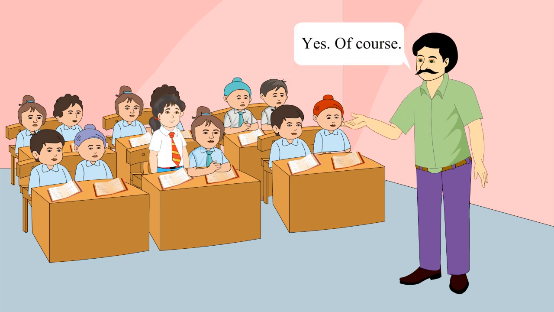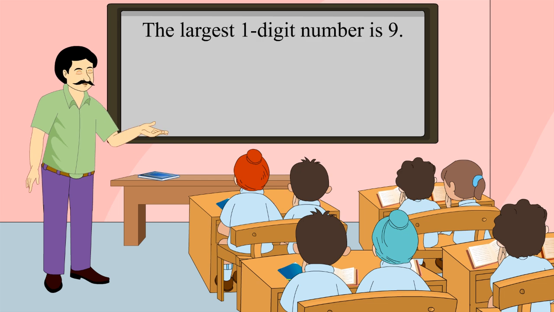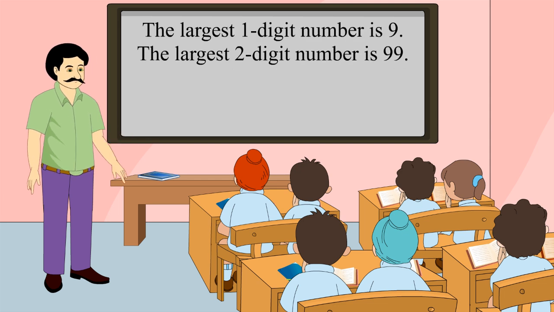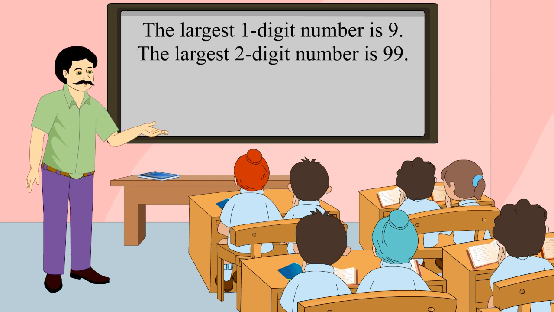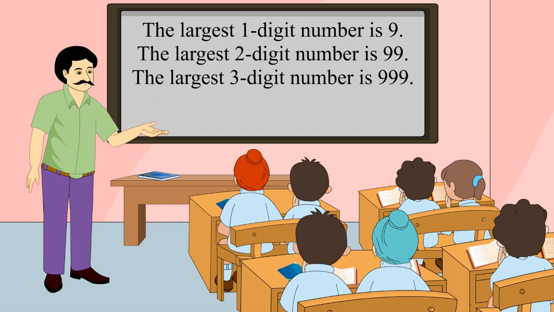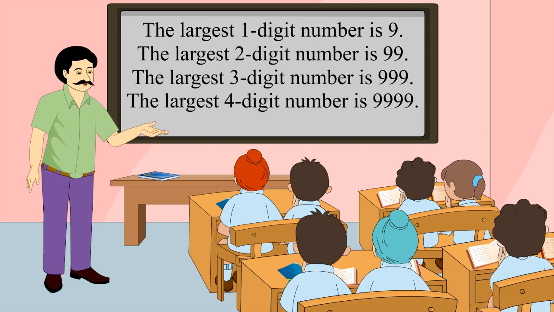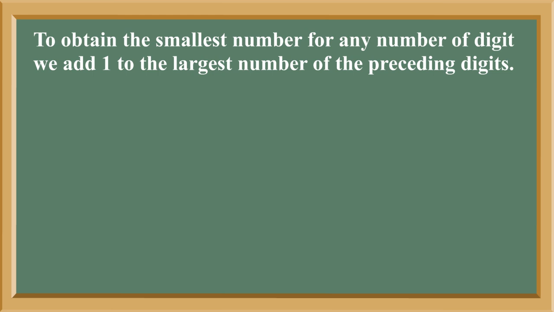Yes, of course. The largest 1-digit number is 9. The largest 2-digit number is 99. The largest 3-digit number is 999. The largest 4-digit number is 9999. To obtain the smallest number for any number of digits, we add 1 to the largest number of the preceding digits.